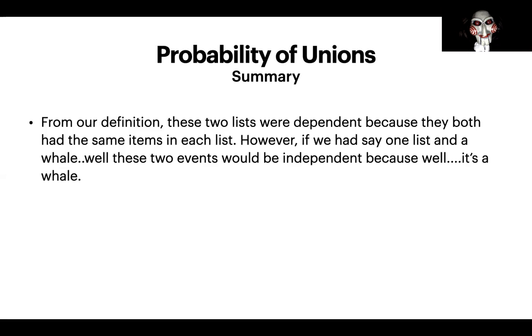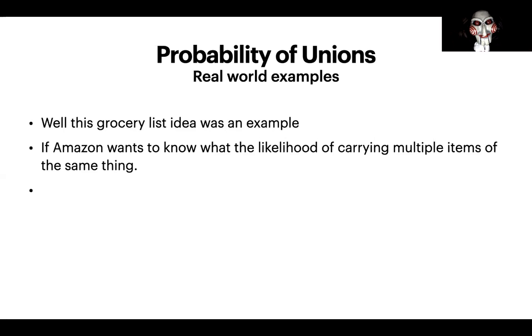So hopefully this sheds some light on probability of unions. Some real-world examples would be this said list, but another one would be, say a distribution house wants to know the different items it has throughout its warehouses in America and wants to figure out the probability of what to stock up and what not to stock up. Well, something like this would ultimately be added into that equation.